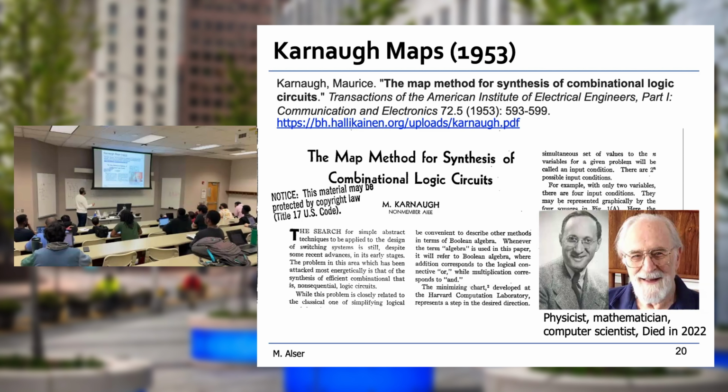What's his name? Maurice Karnaugh. Okay? Could be a Russian name. I know Russians are extremely good in math. Extremely good in math. And surprisingly, he lived to 98 years old. He passed away about 3 or 4 years ago.